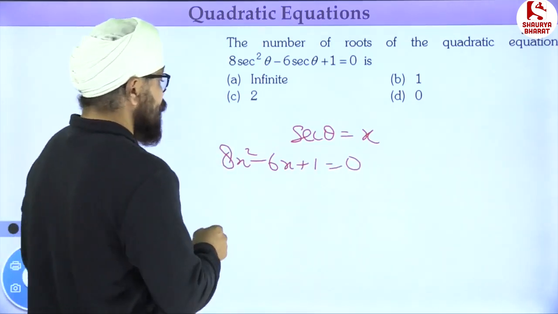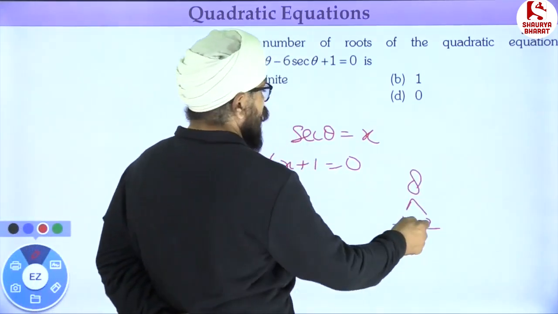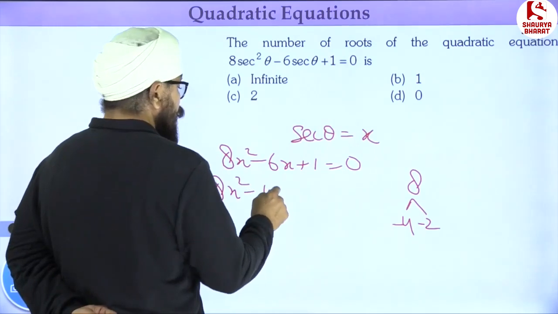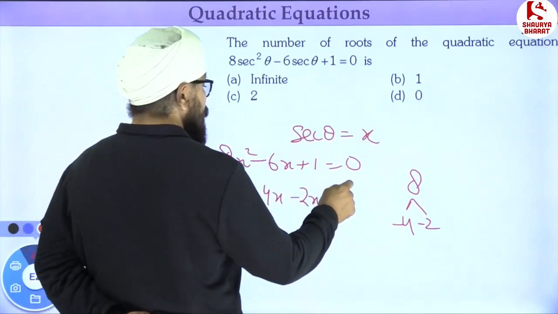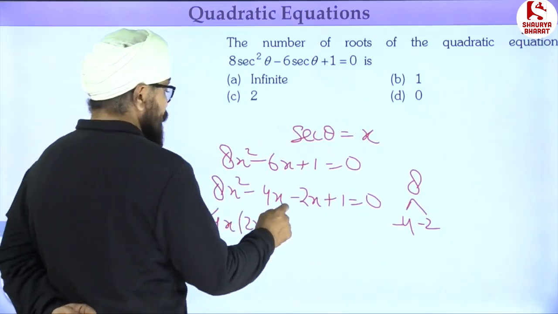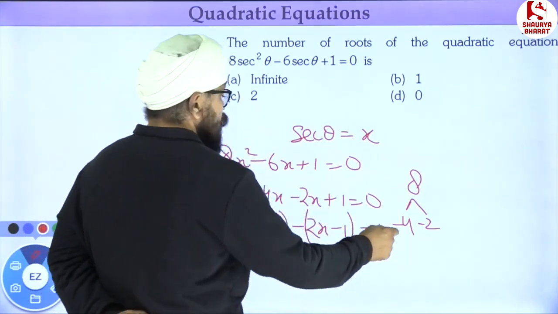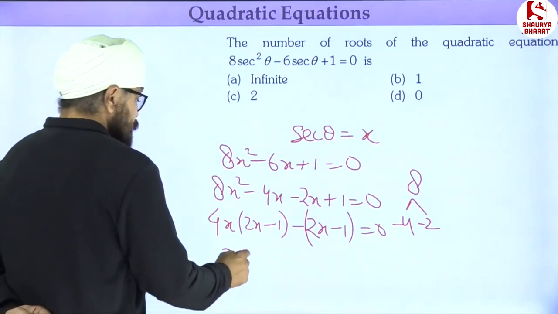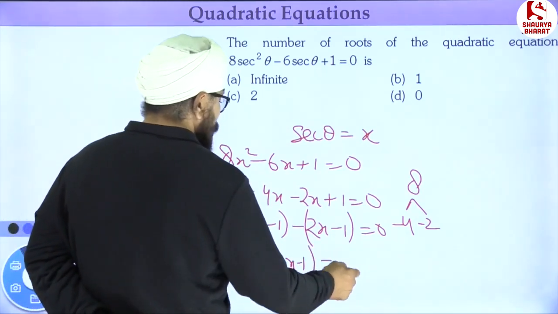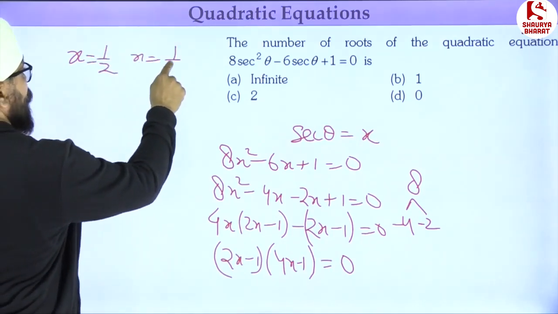Now if I go for the factorization method, here we have 8 ones are 8, so that is 4 into 2, and 4 and 2 will make 6. So this is 8x square minus 4x minus 2x plus 1 is equal to 0. So we can take 4x common, it is 2x minus 1, then minus 1 common, so I will write this as 2x minus 1 as a factor. The other one is 4x minus 1 is equal to 0. This will give you two answers. One is x is equal to half, the other one is x is equal to 1 upon 4.